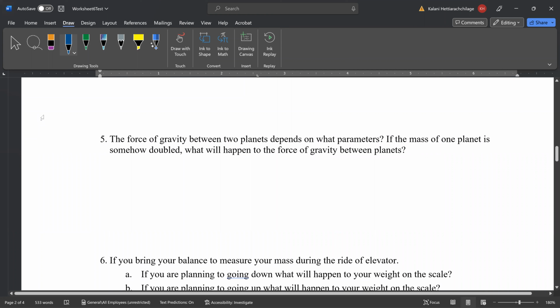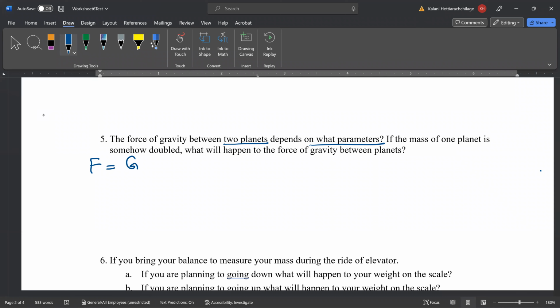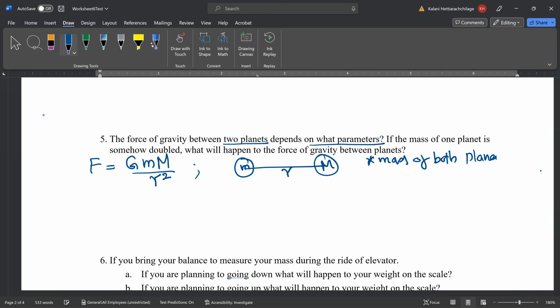Okay, so now we're going to move into the gravitational force. The force of gravity between two planets depends on what parameters? As we discussed, it depends on this formula, right? If I have one planet here and the next planet here, with a distance between them, what are the parameters that the gravitational force depends on? It's very simple. The mass of both planets, right? And the second one is the distance between planets. The value G is a constant, it does not change.